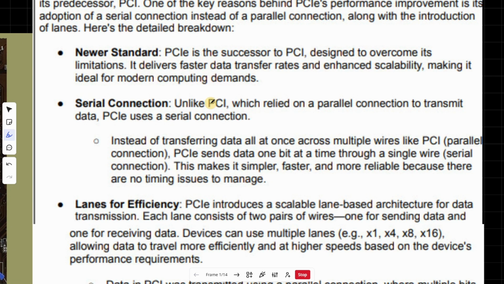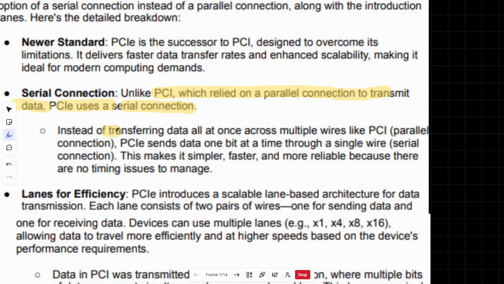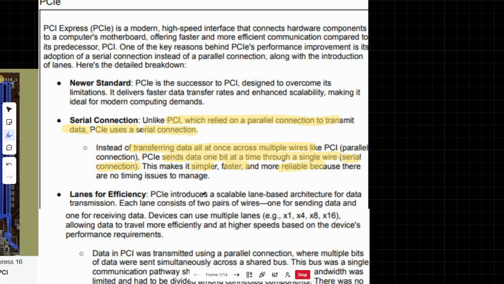Well, PCI relied on a parallel connection to transmit data, but PCIe uses something called a serial connection. So what that means is instead of transferring data all at once across multiple wires, PCIe sends data one bit at a time through a single wire, otherwise known as a serial connection. Okay, so basically it's simpler, faster, and more reliable. So that's why it is faster. Do you need to know that level of detail? Honestly, probably not really.